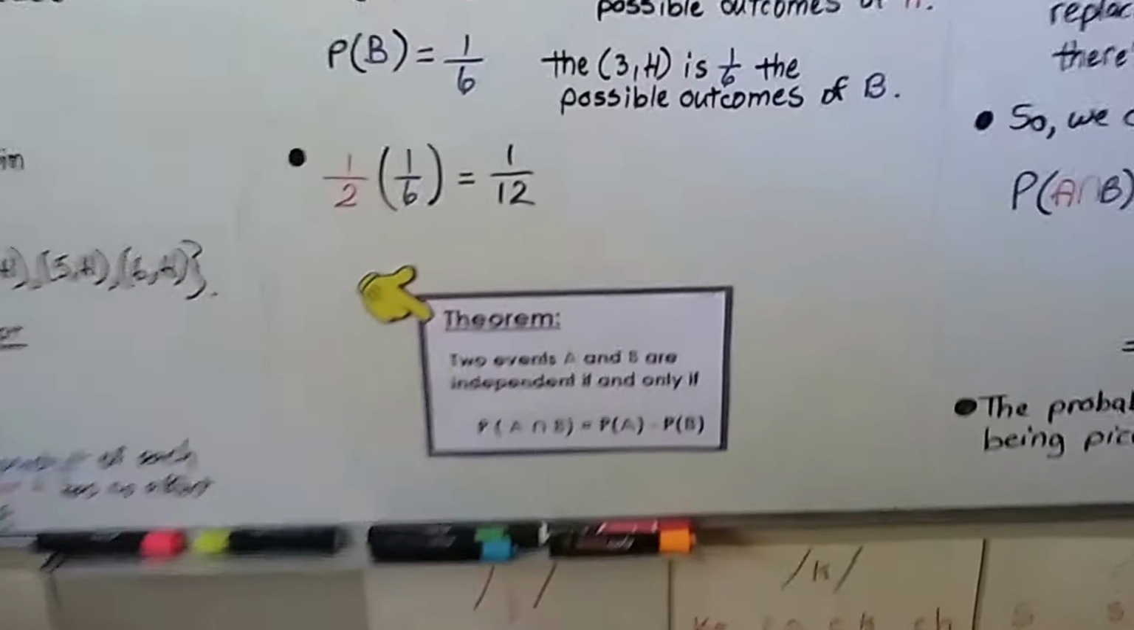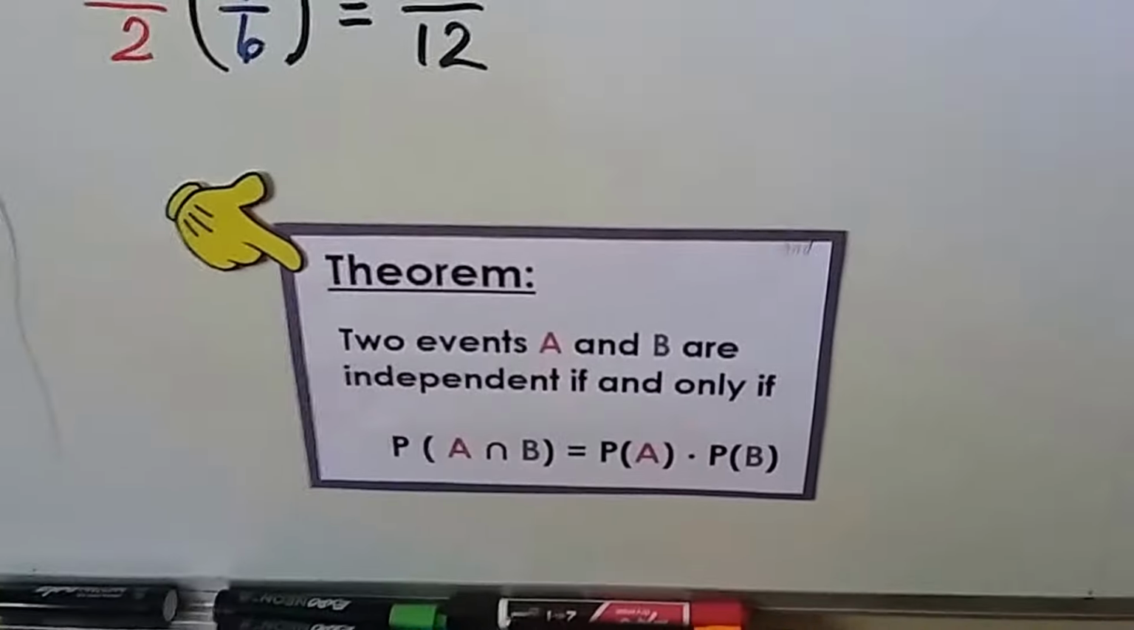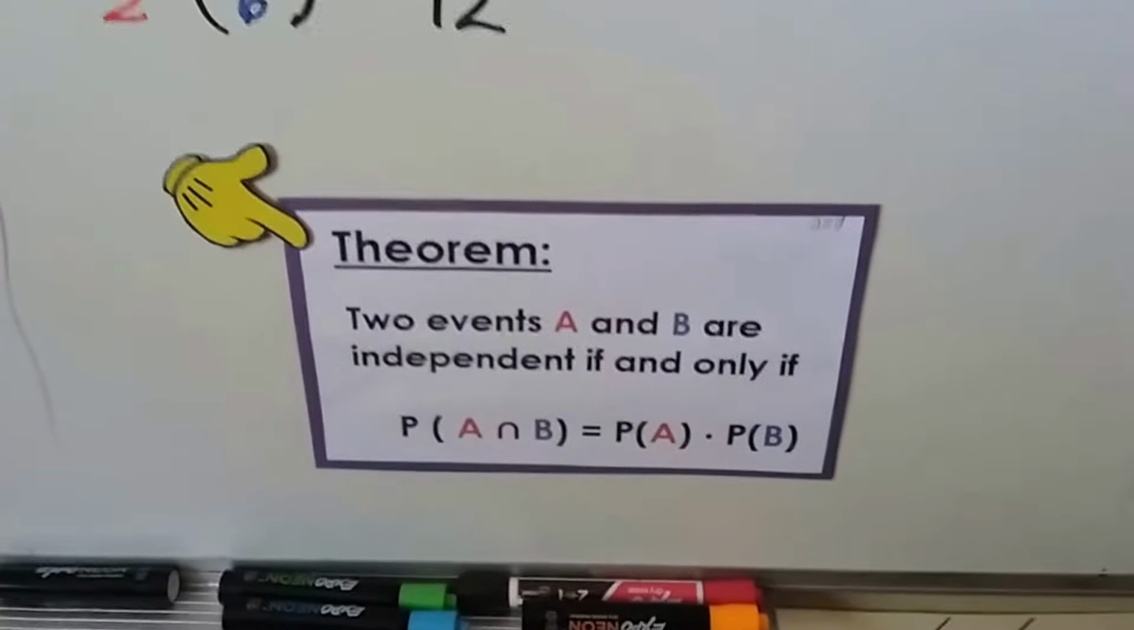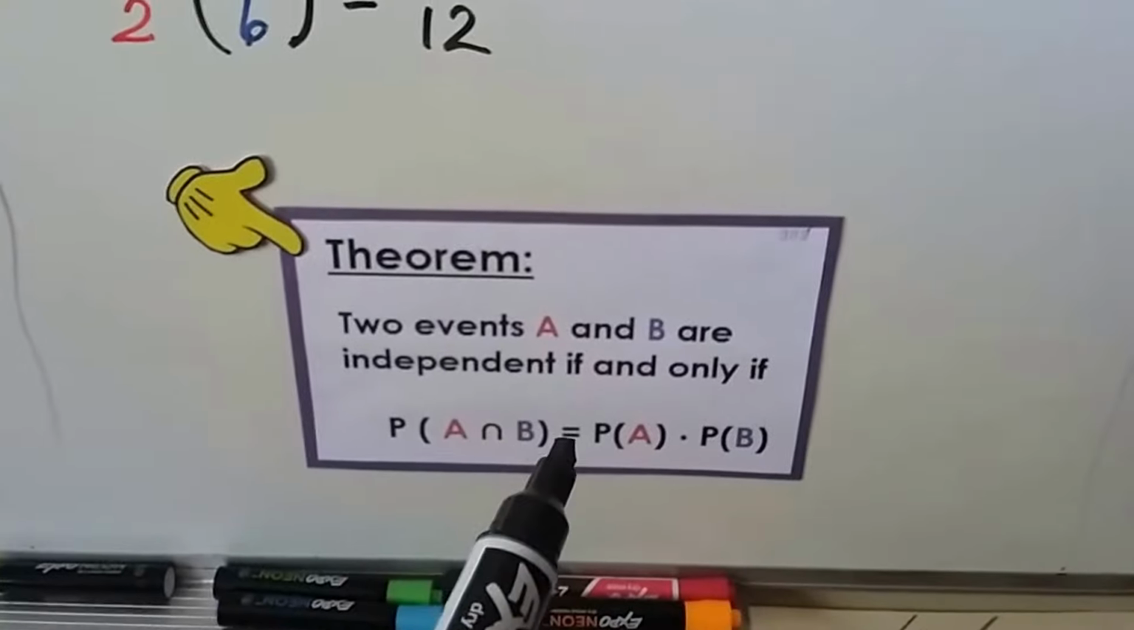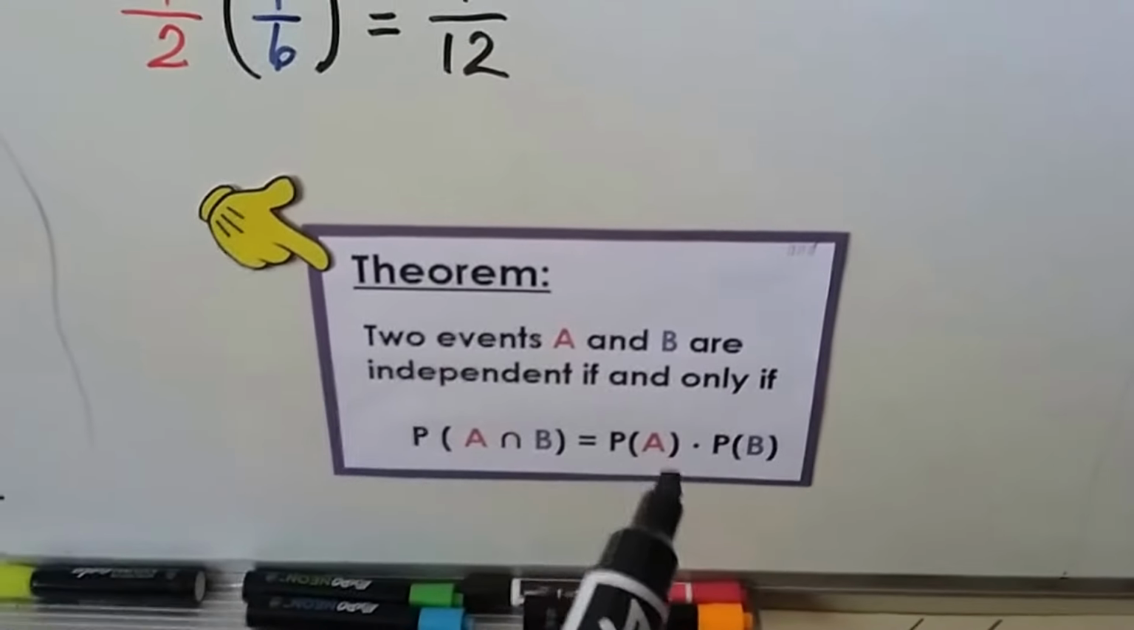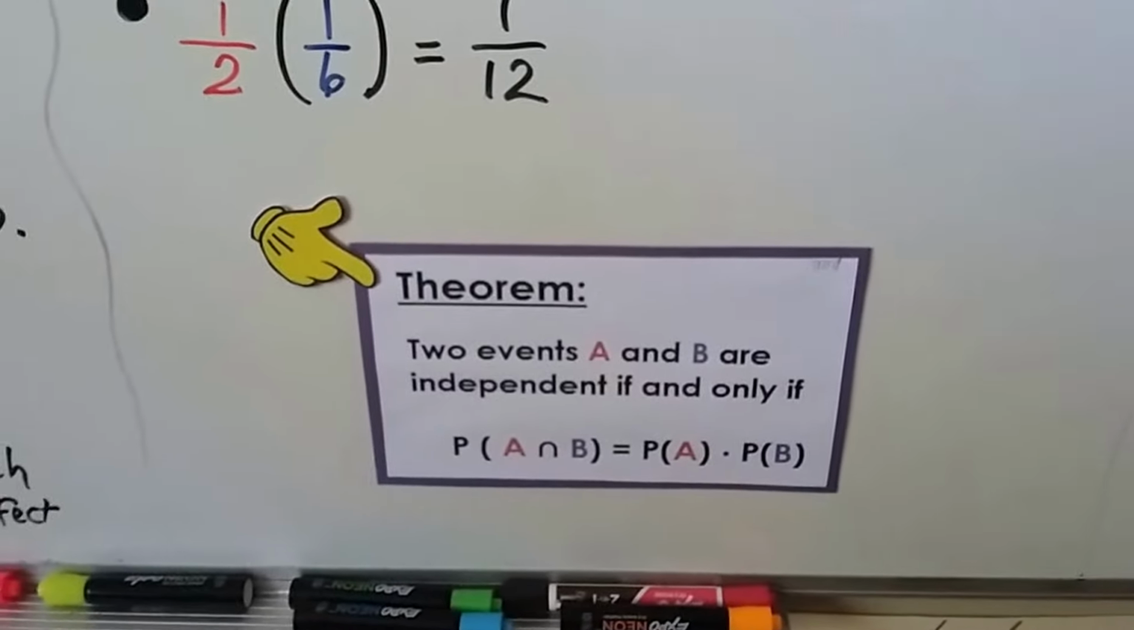So that brings us to our theorem. 2 events, A and B, are independent if and only if the probability of A intersect B is equal to the probability of A times the probability of B.